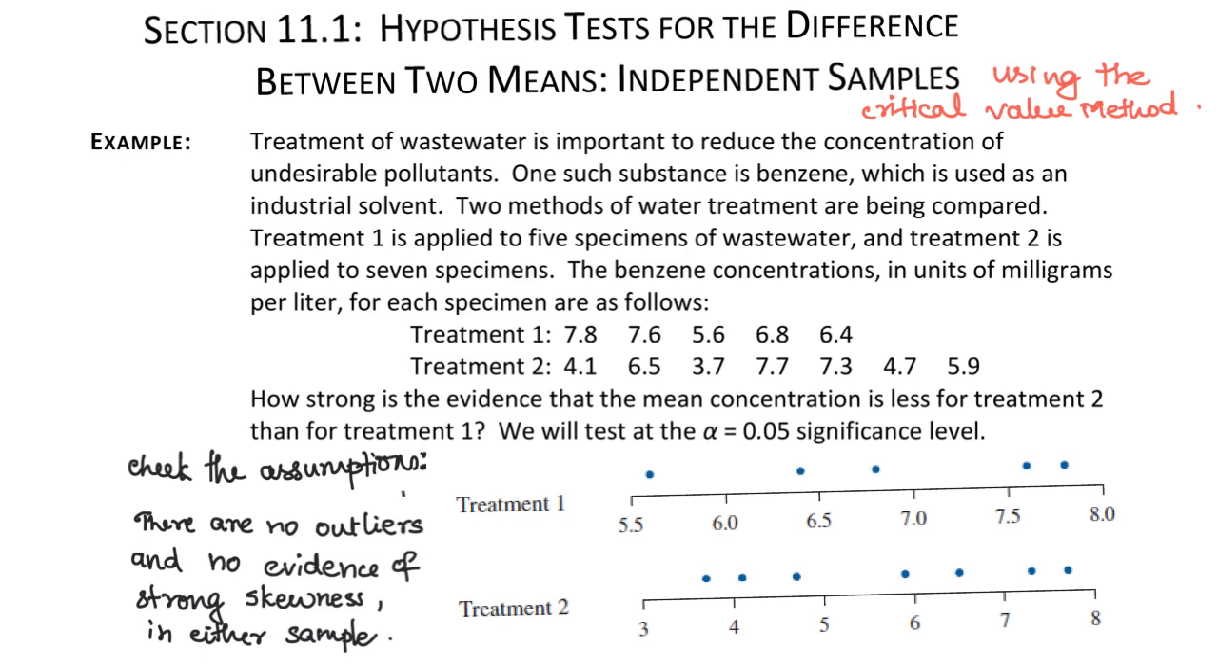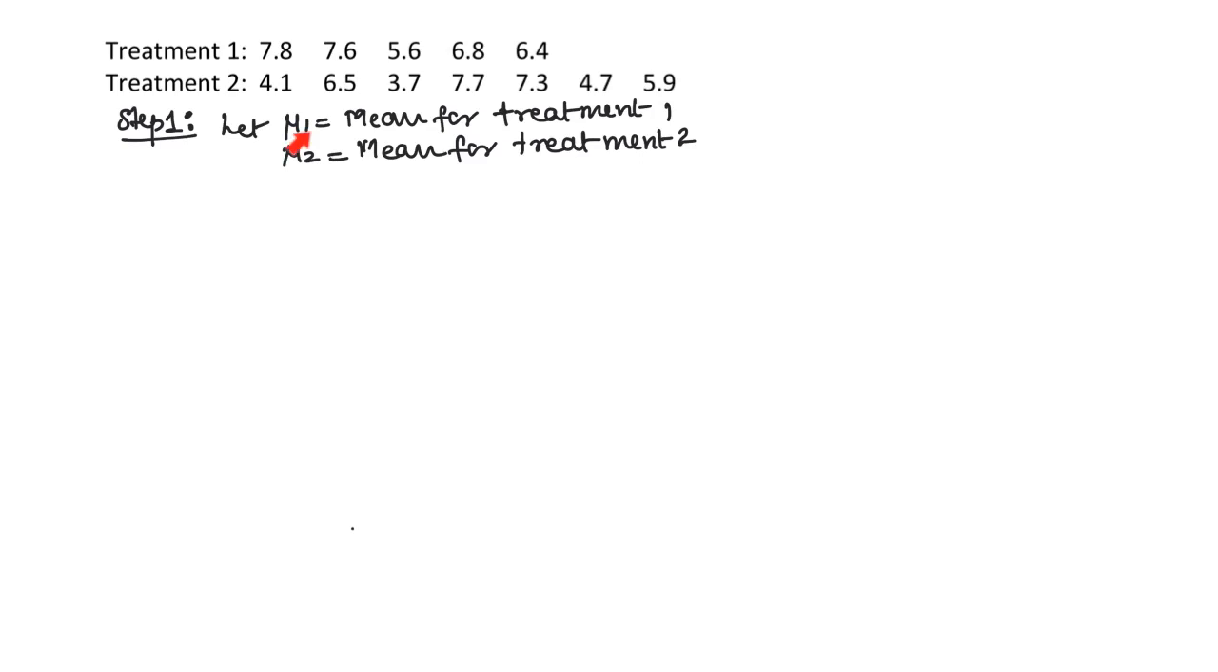So let's use the next page to write down the solution. Step 1 is state the null and alternate hypothesis. Mu1 is the mean for treatment 1 and mu2 is the mean for treatment 2. Null hypothesis is mu1 equal mu2, and the issue is whether the mean for treatment 2 is less than the mean for treatment 1. That means mu1 should be greater than mu2. That will be the alternate hypothesis. Since it is greater than, that means it will be a right-tailed test.